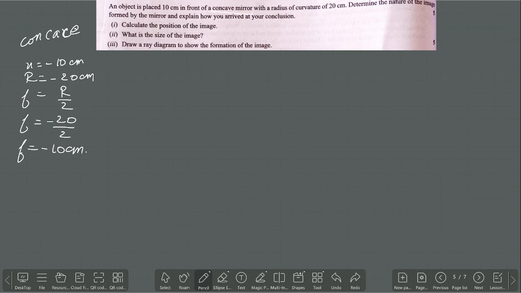Now determine the nature of the image formed by the mirror and explain how we arrived at the conclusion. Calculate the position of the image. First we need to find the v value. So what formula can we use? 1 by f is equal to 1 by v plus 1 by u. So 1 by v is equal to 1 by f minus 1 by u.